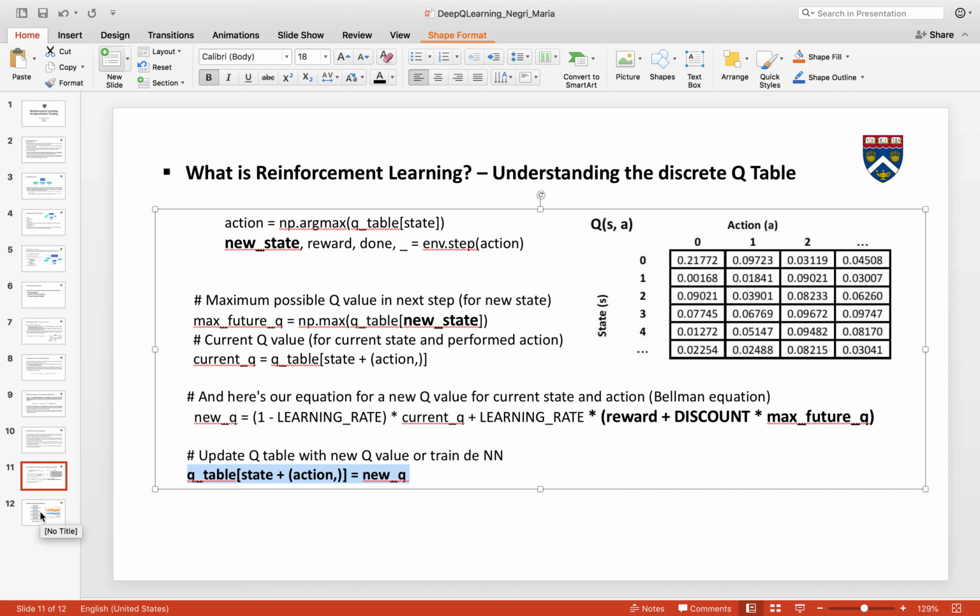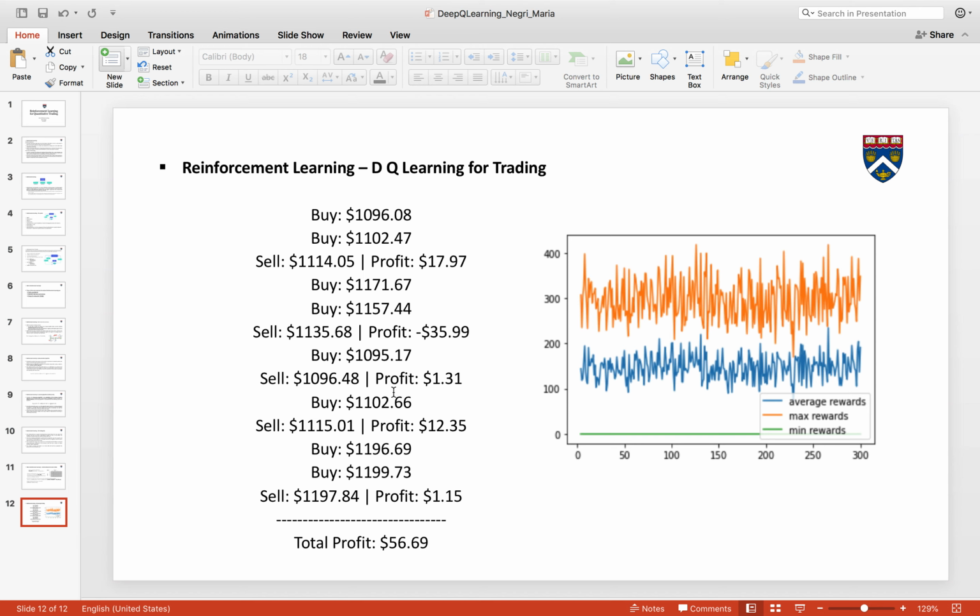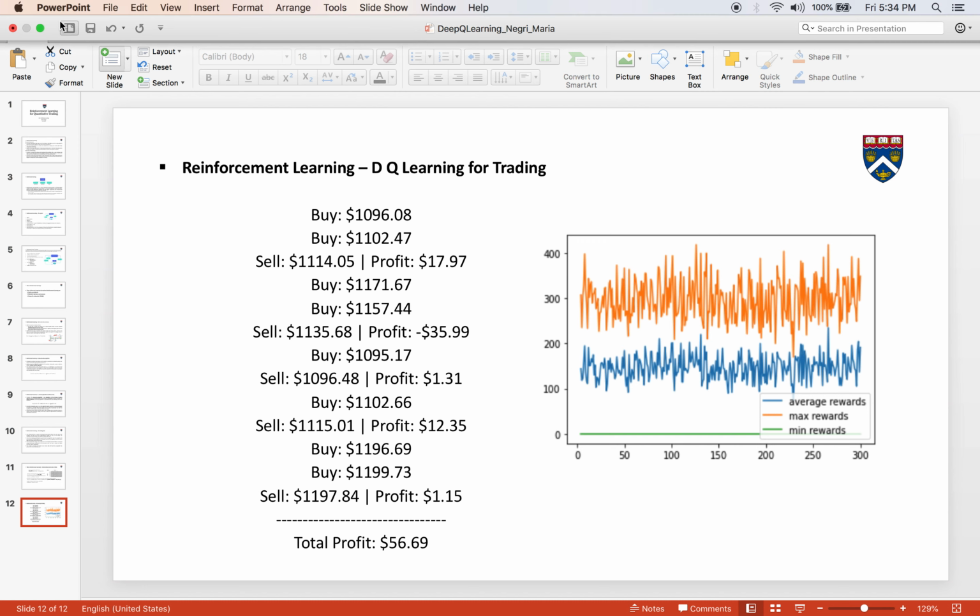Now, having said all this, this is the output we get for every new run the model performs, and the chart describes the moving average of the rewards obtained every time the whole model was run, which is 300 times in total.